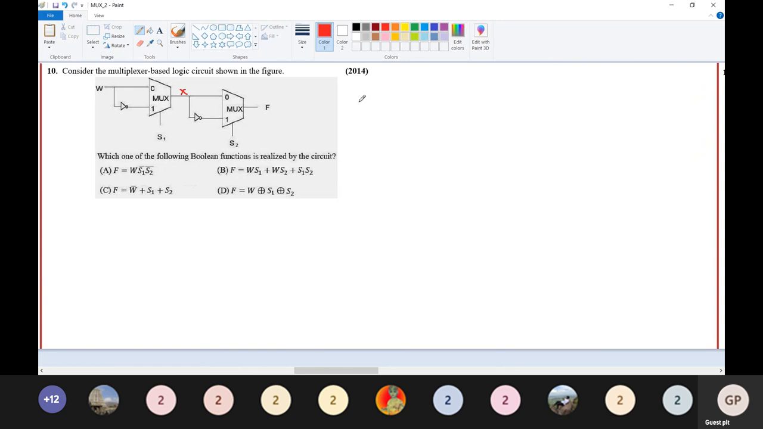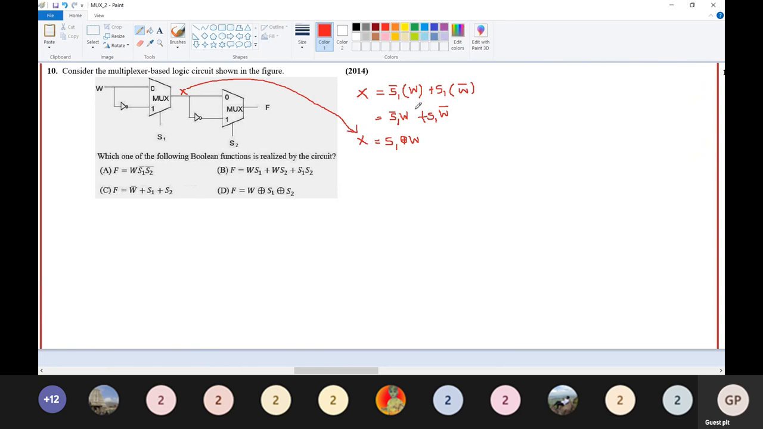Here the expression for the 2:1 multiplexer can be written as X is equal to, the selection line is S1. So when S1 dash, the input is 0, I0 will be selected, which is nothing but W, plus S1, I1 will be selected, which is nothing but W dash. So it can be further written as S1 dash into W plus S1 W dash. This is nothing but S1 XOR W. So this is your output at this point.